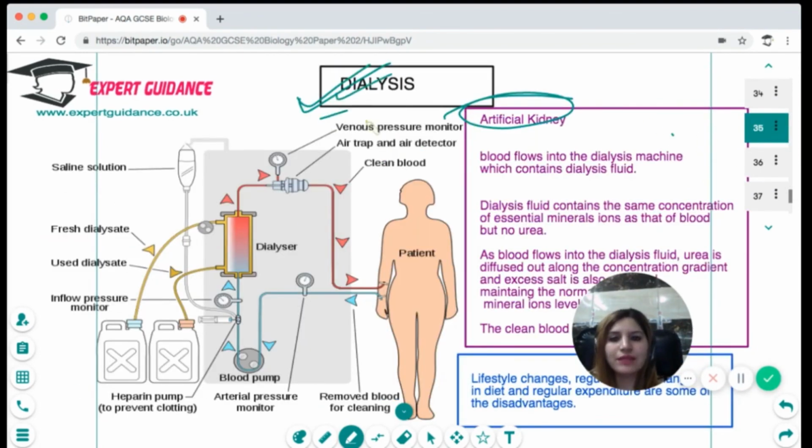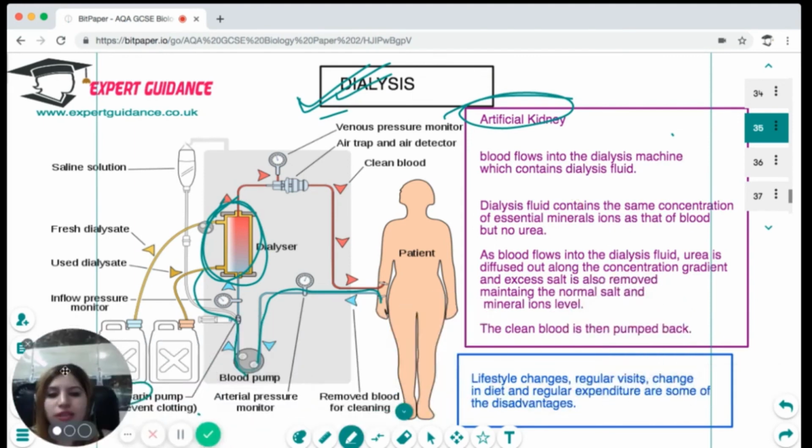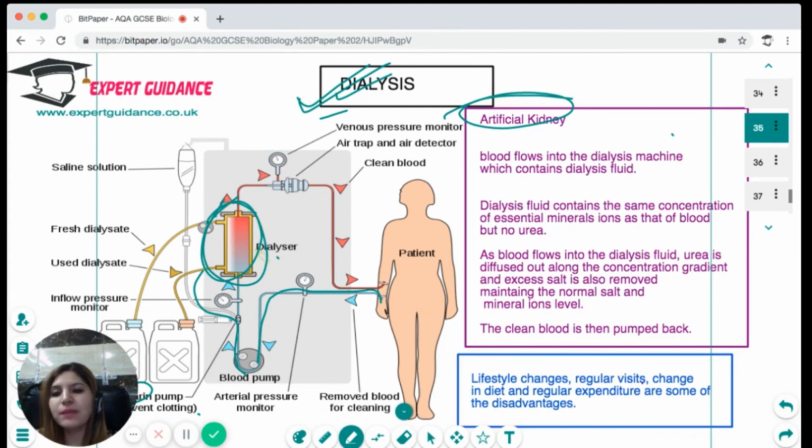Now what happens in dialysis is that the patient's blood is taken out and given heparin, which prevents blood clotting, and then the blood is fed into a dialysis machine which has a dialysis fluid. The dialysis fluid contains no urea and has the ideal concentration of minerals and salt level as that of the blood, and the dialysis tubes are made up of a semi-permeable membrane.